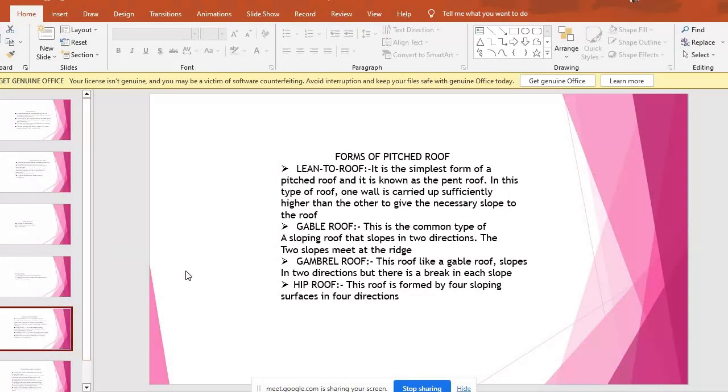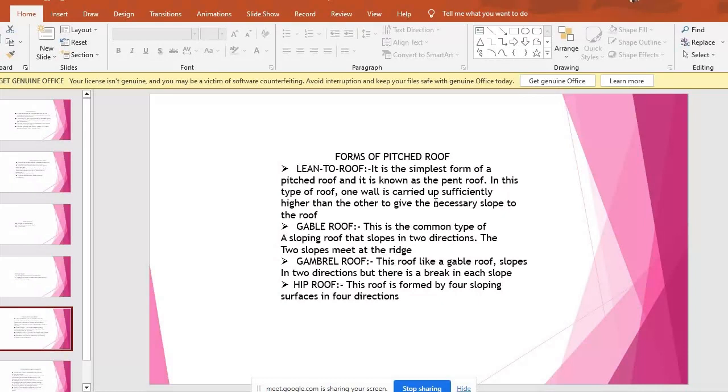So, in the first form of a pitched roof, we have the lean-to roof, which is the simplest. It is also named the pent roof. In this type of roof, a wall is carried up sufficiently higher than the other to give the necessary slope. So that is basically where you just raise one side of a wall, and then you have the other one slanted.